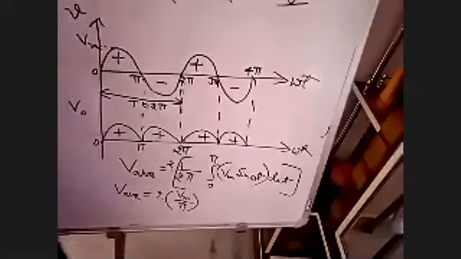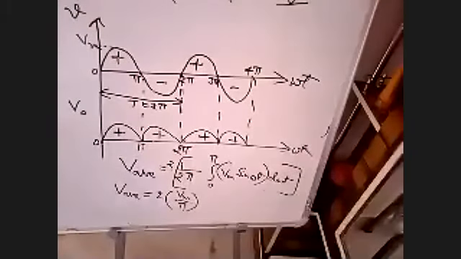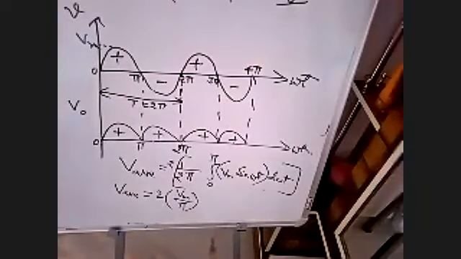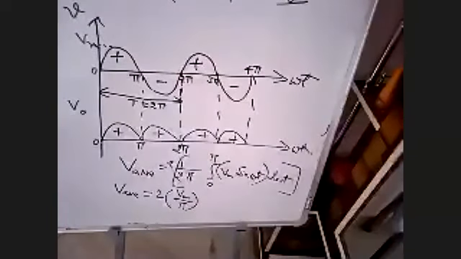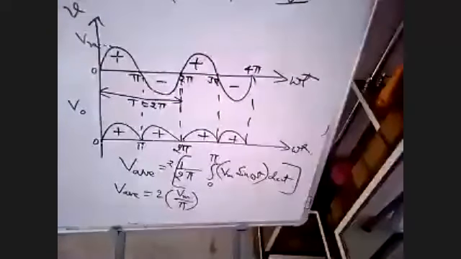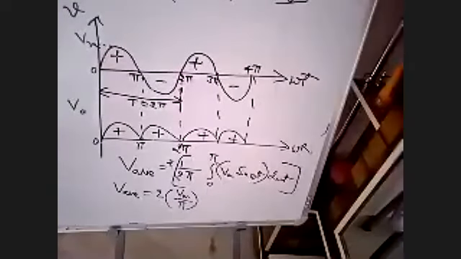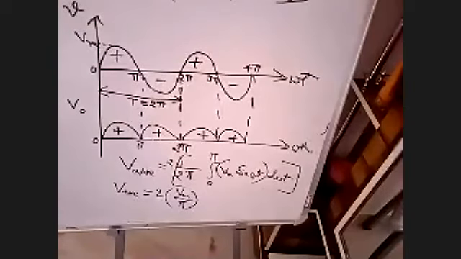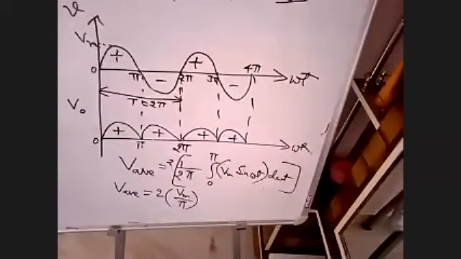See, we have derived that today for the half-wave rectifier. Is it okay? Yes, sir. Okay. It is Vm by pi. So for the full wave rectifier, the average voltage is 2 Vm by pi. For the half wave rectifier, it is Vm by pi. But for the full wave rectifier, it is 2 Vm by pi. Then we'll go for the RMS voltage.